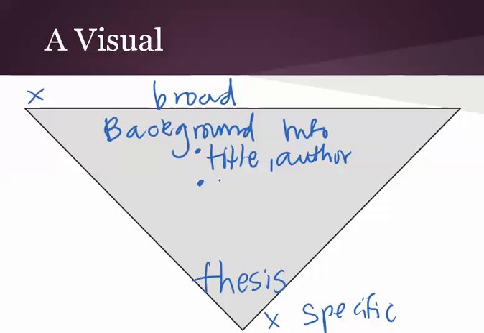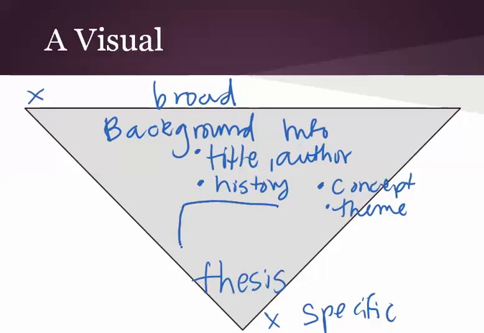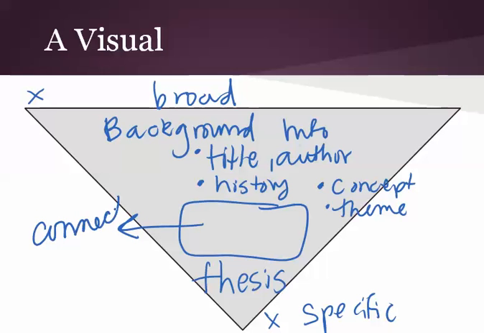Depending on what you're writing about, perhaps you want to give us some history about the text or about the author or something like that. If you're going to write about an important concept, or some sort of theme that you want to bring up at that section, all of those things are going to go into the background piece of your introductory paragraph. This central section here then is where you start connecting the background to your thesis.